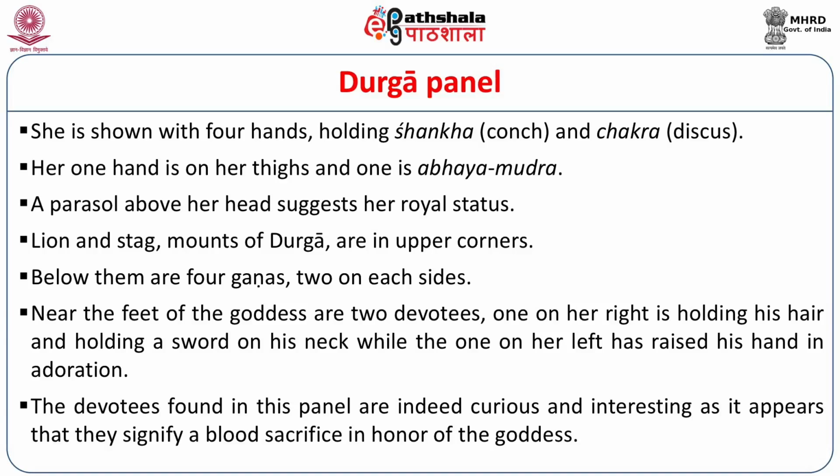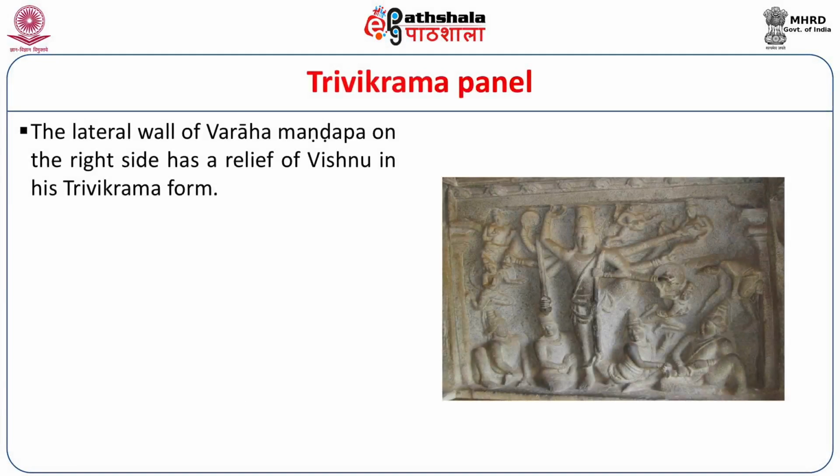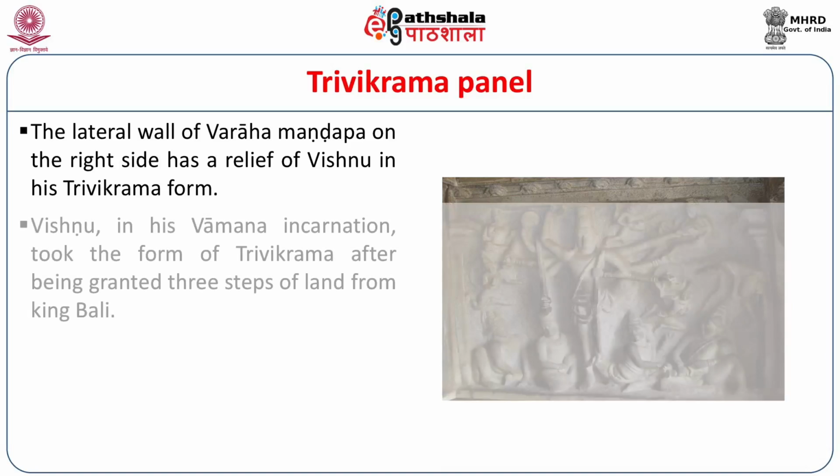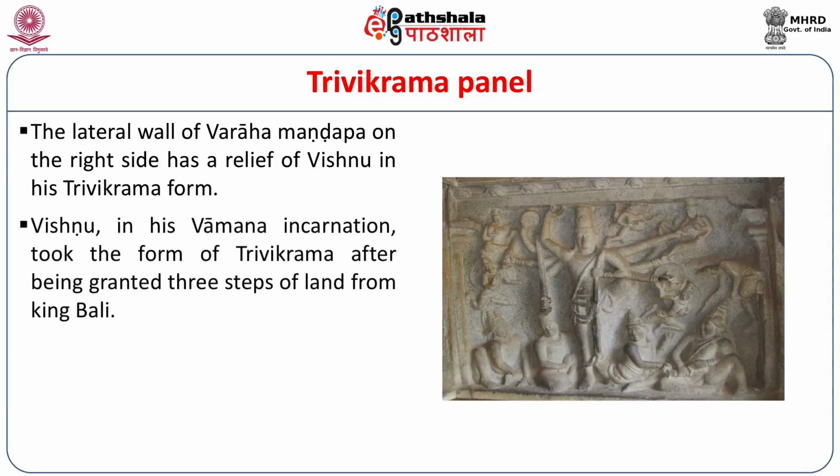Then almost the final one is the Trivikrama panel. The lateral wall of the Varaha Mandapa on the right side has a relief of Vishnu in his Trivikrama form. Vishnu, in his Vamana incarnation, took the form of Trivikrama after being granted 3 steps of land from King Bali. You could see that the left leg is raised above the head of Bali, and you can see Vishnu holding the weapons, all in the form of Trivikrama.